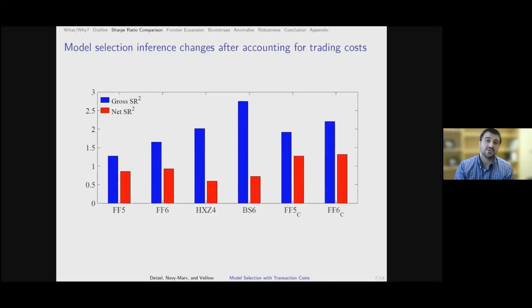This bar chart here is essentially the main result of our paper. It's a similar chart to what we saw earlier, but it compares the squared Sharpe ratios before and after cost for the 6 models that we study in our paper. You can see that before cost, we essentially find the same thing that Barillas and Shanken do. Their model performs best. The blue bar for the Barillas and Shanken model is by far the highest.